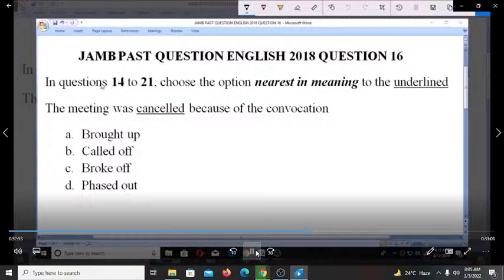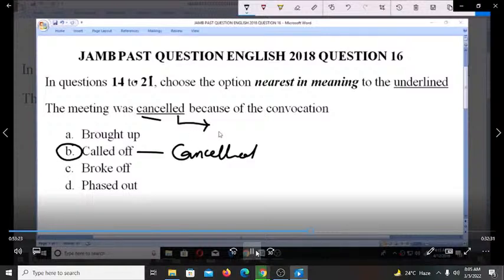Now, to put this in context, cancelled simply means that the meeting is not going to hold again. So the one that is closely related or synonym to this or nearest in meaning to this is called off. So the word called off also means cancelled. So B is very closely the answer to the question. But now to describe all these words, we have cancelled to mean to decide that something that is arranged will no longer hold or will no longer take place. So that is the meaning of cancel.